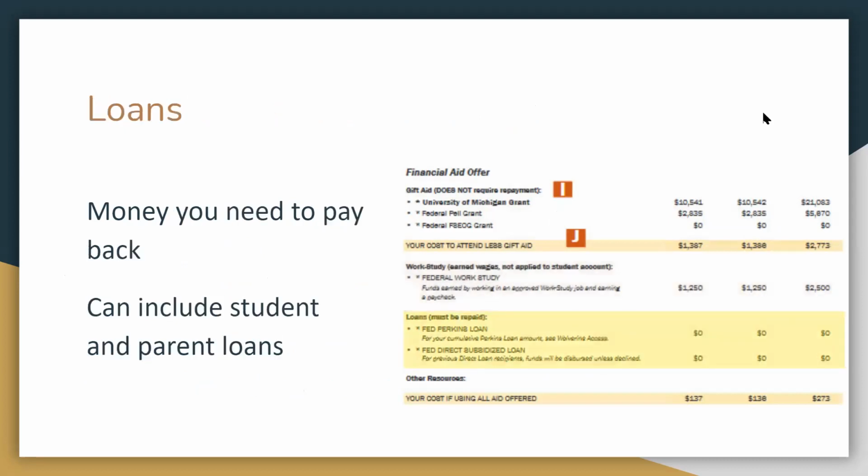Finally is the scariest part of financial aid for most students: loans. This is money that you will need to pay back in the end, and often your package will include a combination of student and parent loans. Loans are a serious thing to consider before taking out, as they will require you to pay back and could put you into debt.